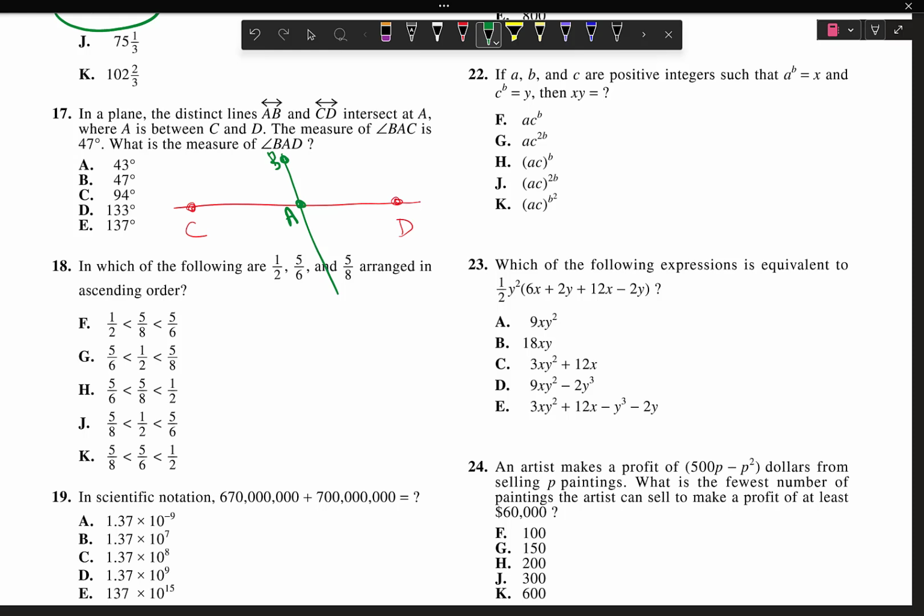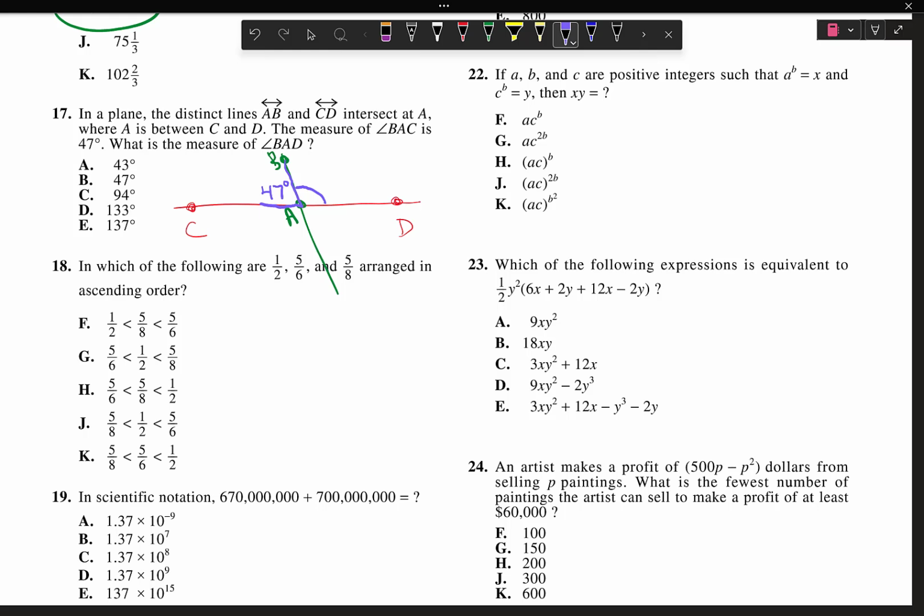The measure of angle BAC is 47 degrees. So BAC is 47 degrees. What is the measure of angle BAD? So we're trying to find this angle.